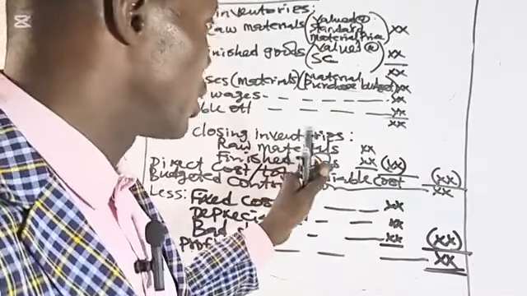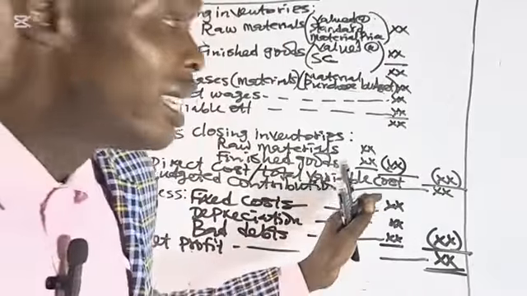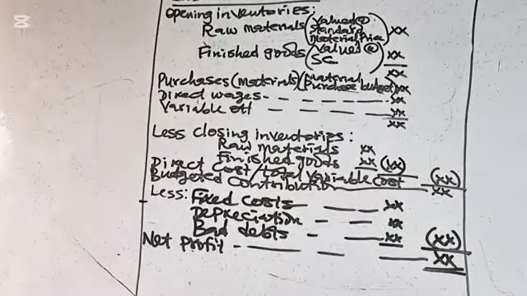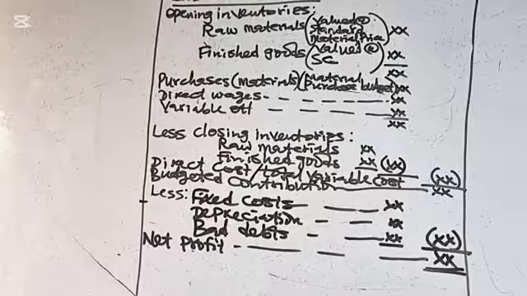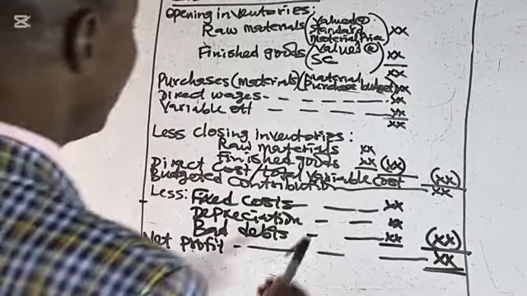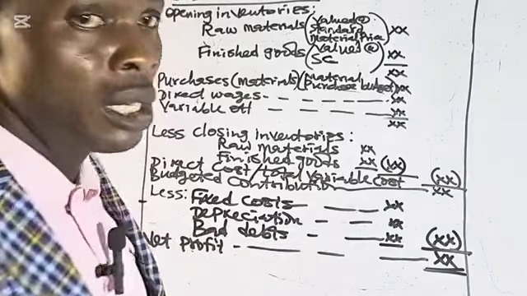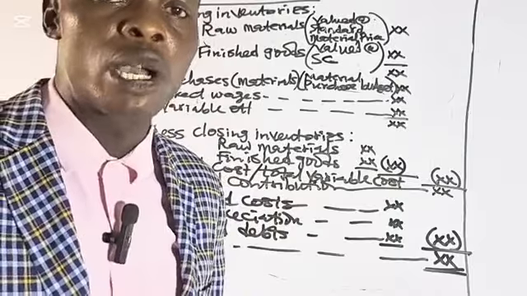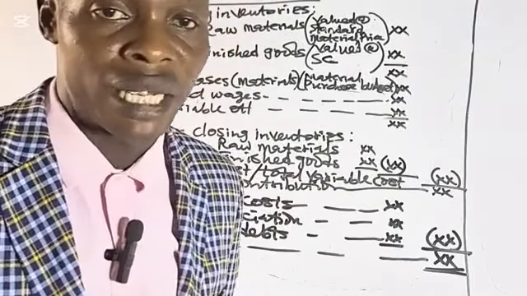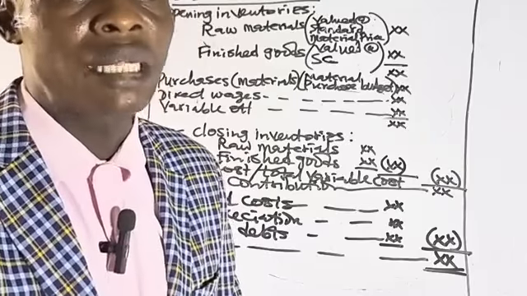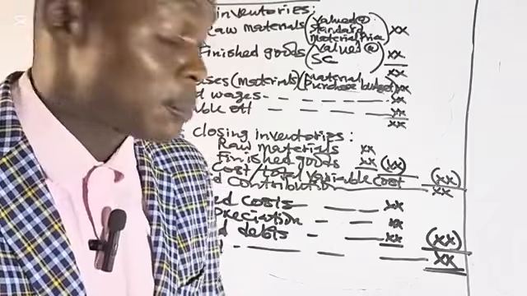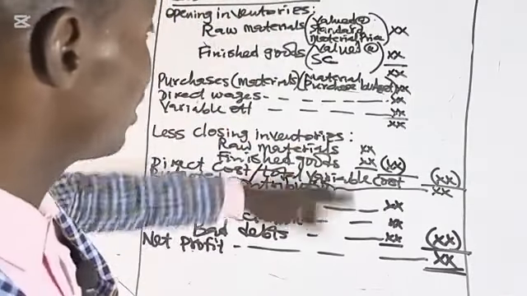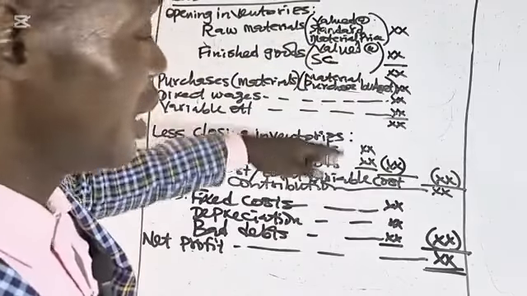But I want to note that the capital items should be excluded. We don't use capital expenditure in the budgeted profit or loss. So you should remember to exclude capital expenditures such as expenditure incurred in acquisition of non-current assets, purchase of non-current asset, or any forms of capital expenditure. You exclude them because it's only revenue items that should be included.